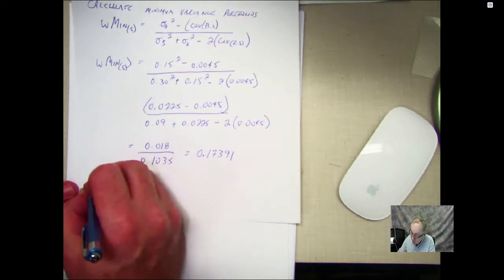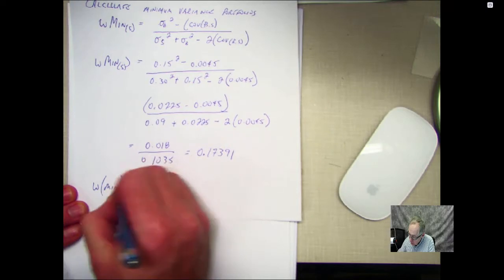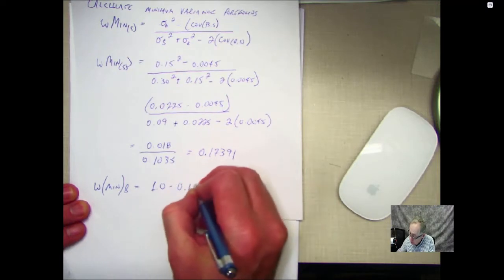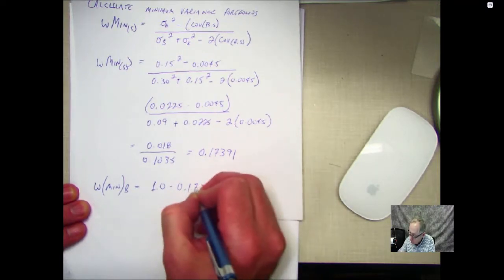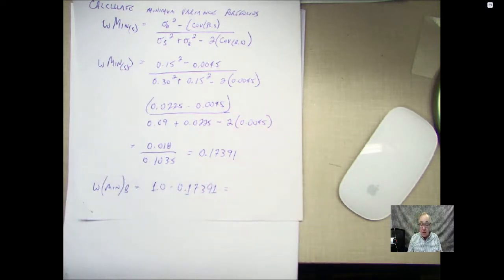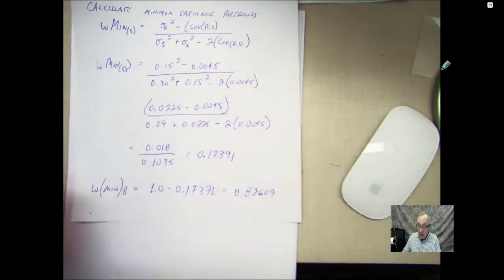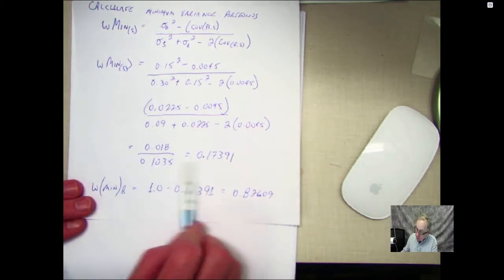Continuing. Well, first of all, for simplicity, we could know then the minimum variance weight on bonds is going to be 1 minus the minimum variance weight on stocks, because we only have the two investments to work through. So you can't see this, but on the computer, that comes to 0.82609.